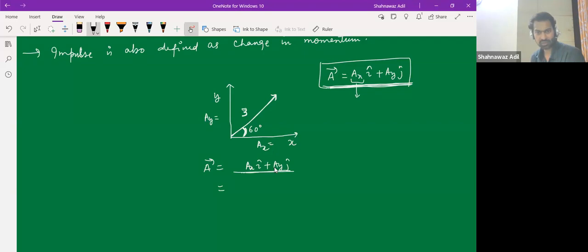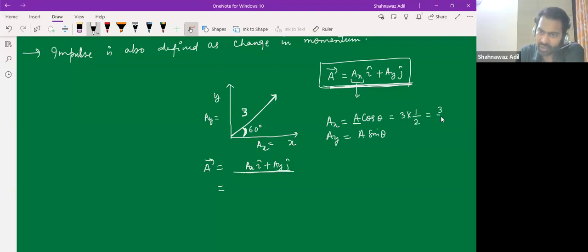Okay, should I tell you guys? If you're not remembering, please revise. We can write Ax as, if you remember, A cos theta. And Ay was the vertical part, A sin theta. Magnitude of A, we know, is 3. And cos 60 is 1 by 2, so this is 3 by 2. And A sin theta is 3 times sin 60. Sin 60 is root 3 by 2, so this is 3 root 3 by 2.